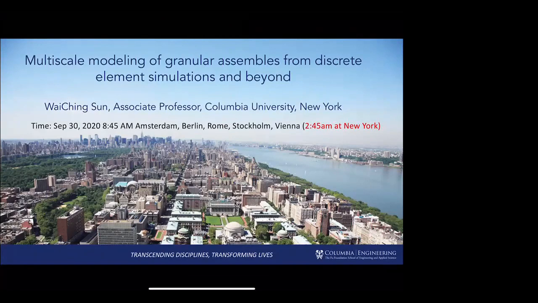Today, I'm going to present my work on the granular ensemble from discrete element and beyond. We will talk a little bit about the basics of the discrete element, but I would also focus a lot on the modeling, particularly in terms of my multi-scale homogenization technique that I apply to granular material. And I will finish the first part of this talk with some discussions on how to move from a DEM framework to a framework that models the granular ensemble with deformable particles.